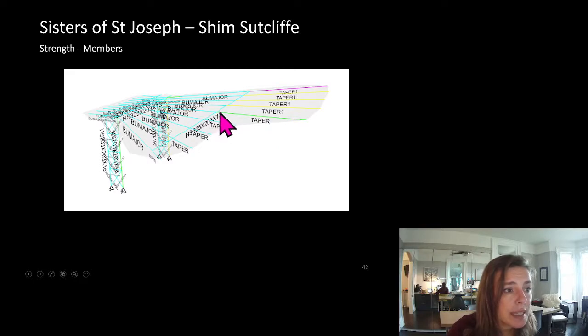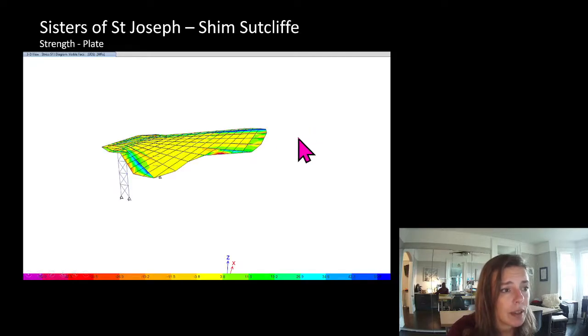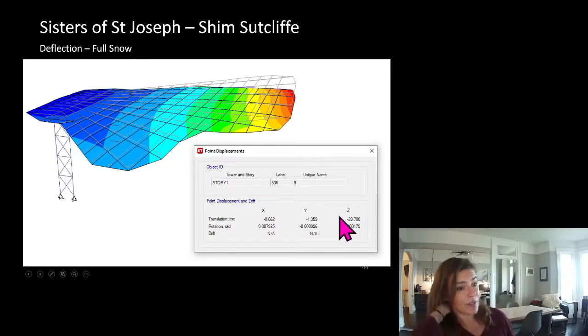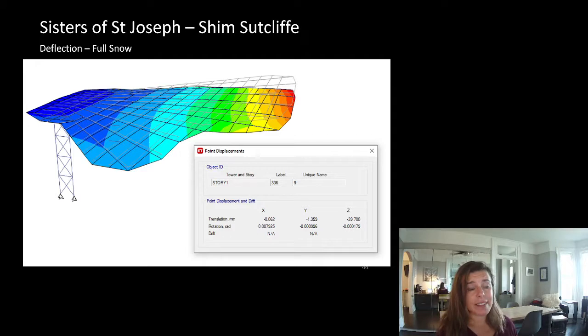So here you can see that I modeled this as a taper. Here is the strength analysis of the plate, and again, we're well within the criteria of our steel. Here is our deflection under full snow. 40 millimeters of deflection. That's a lot. Now, we had a long span here. I think it was around 3 meters.